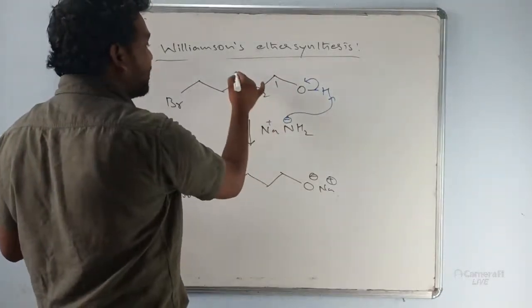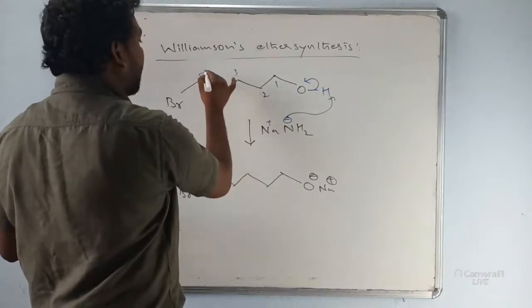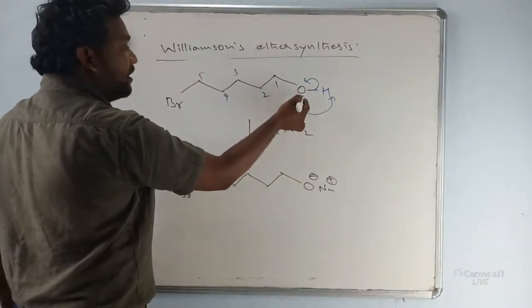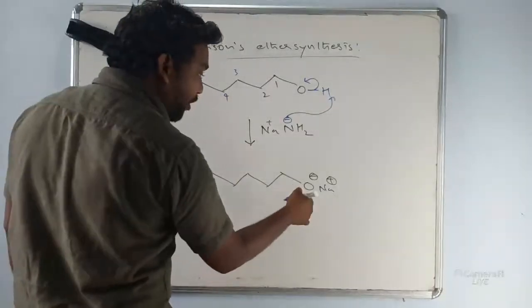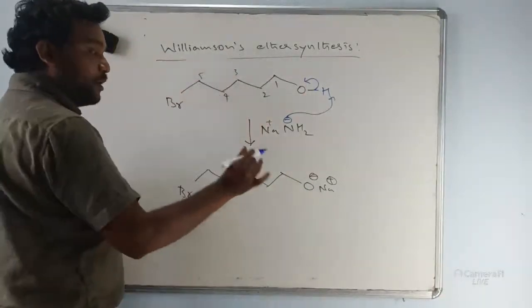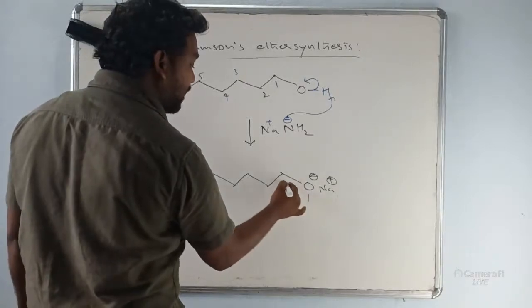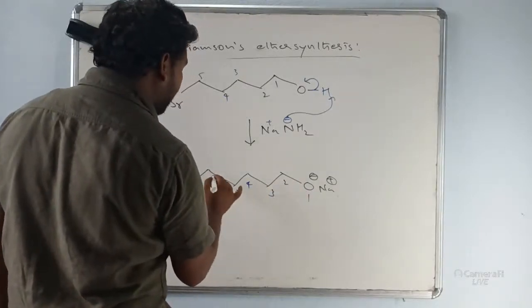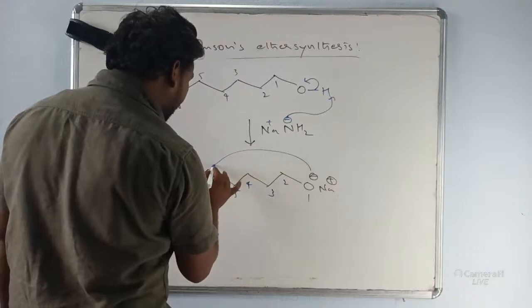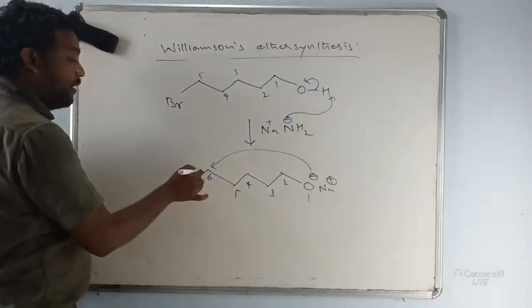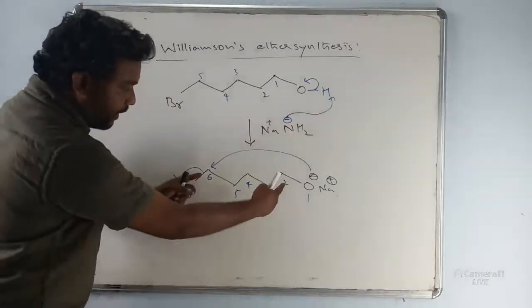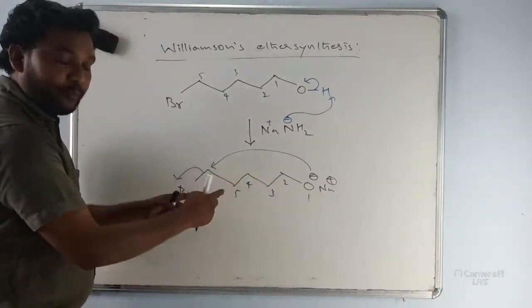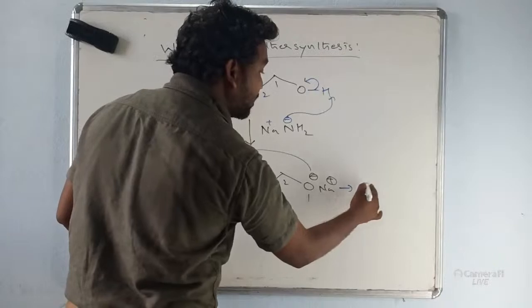Consider this is the first carbon, second, third, fourth, fifth carbon. So this oxygen is going to form a bond with the sixth carbon. Let me give the numbering from oxygen because oxygen is involved in the bond formation: 1, 2, 3, 4, 5, 6. So oxygen is forming the bond by donating electrons to this sixth carbon. This bromine is eliminated as bromide ion. So a 6-membered cyclic ring is going to form.